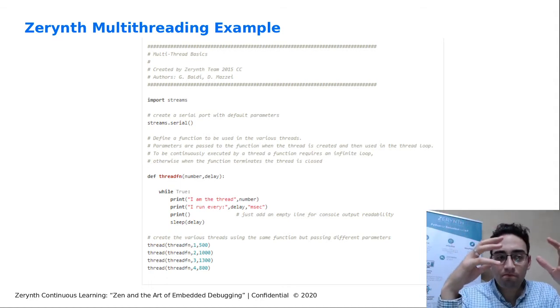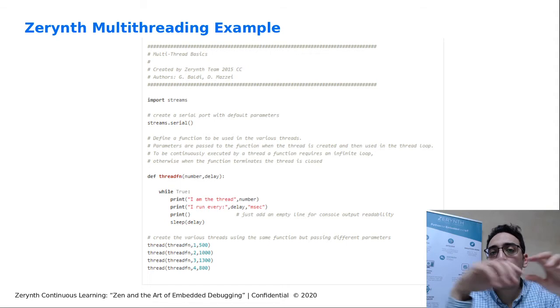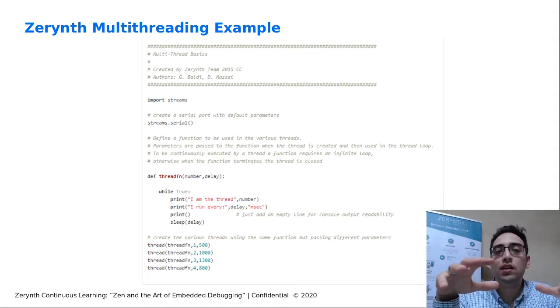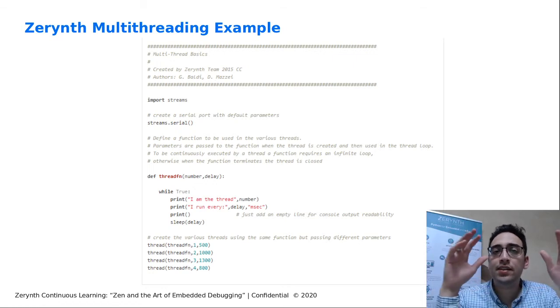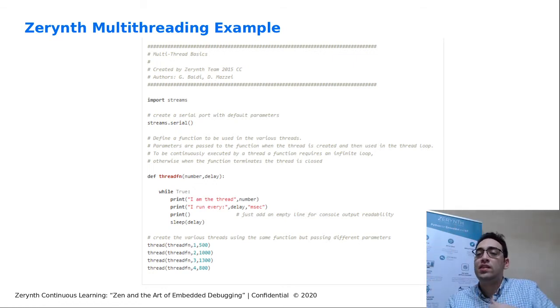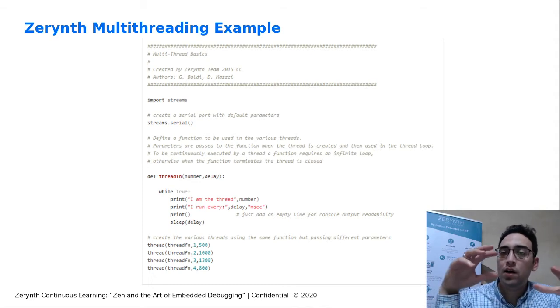Just to show you how the Zerynth ecosystem makes it easier for developers to develop multi-threaded applications, this is a code example of a multi-threading example on Zerynth Studio. Zerynth OS is an operating system that runs on 32-bit microcontrollers and enables developers to develop Python and C hybrid applications. That means abstract Python IoT applications with a very short development time.